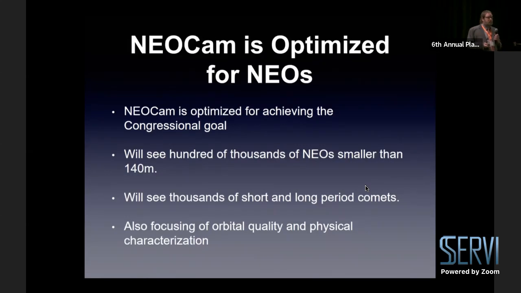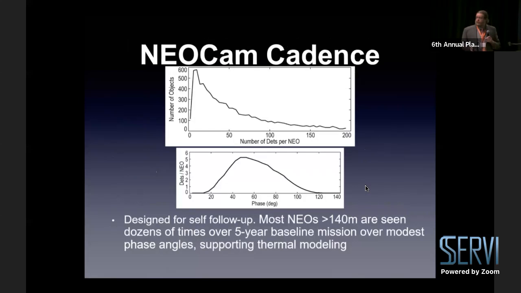That means we will be able to say quite a bit about the residual risk after the retirement of the 140-meter risk that lies mainly in the long period comets. And also, we have the ability to focus on and optimize our survey for orbital quality and physical characterization, making sure that we meet this requirement of diameters between 15 and 25%, and make sure that the orbital quality is good. It's designed for follow-up.